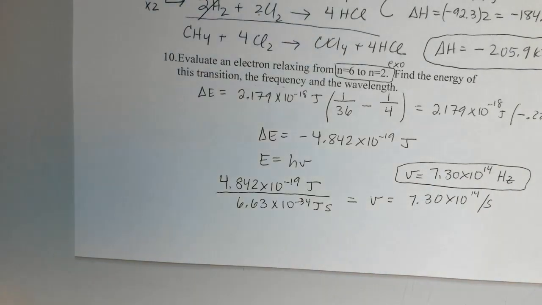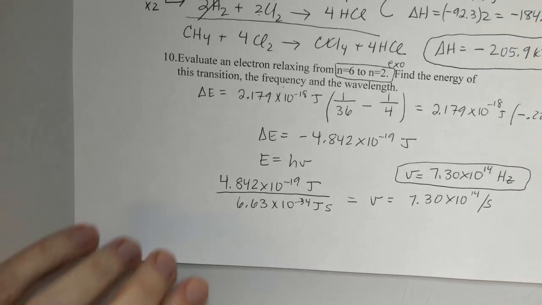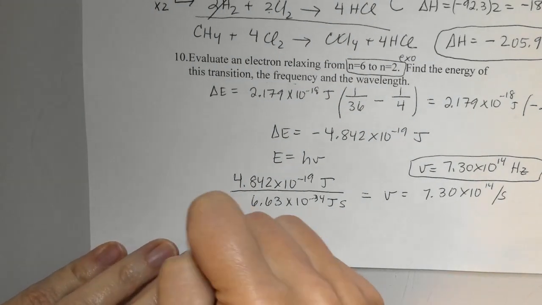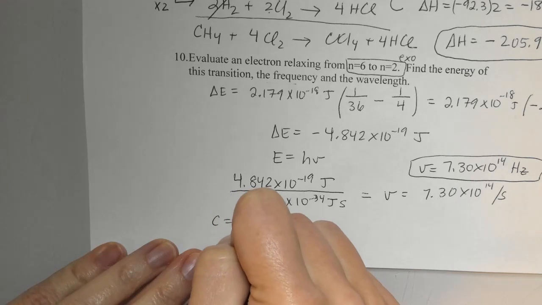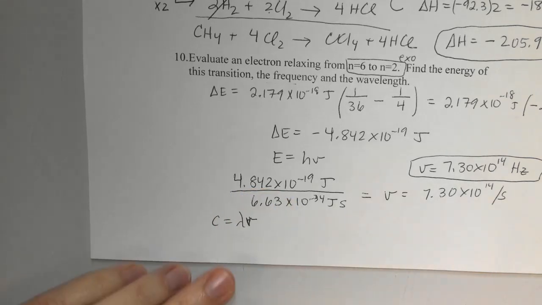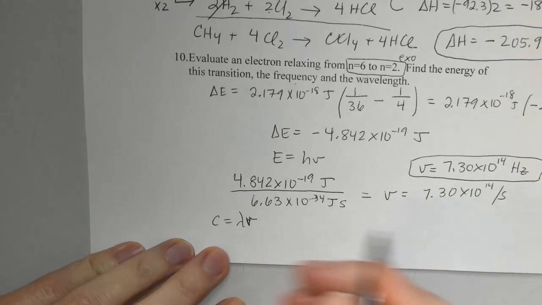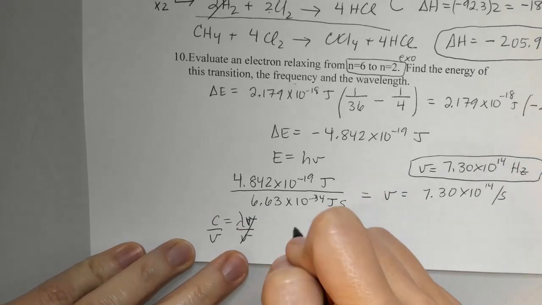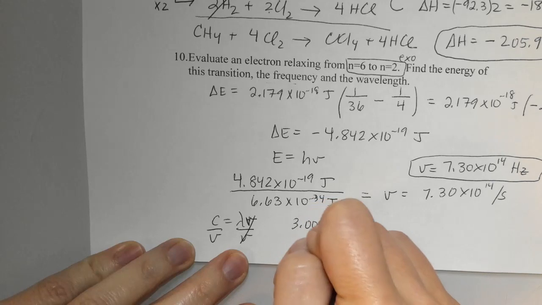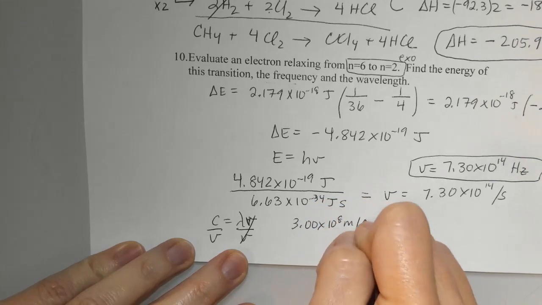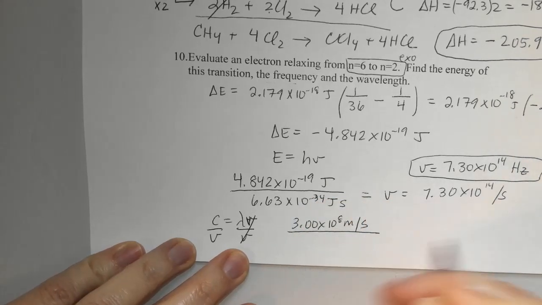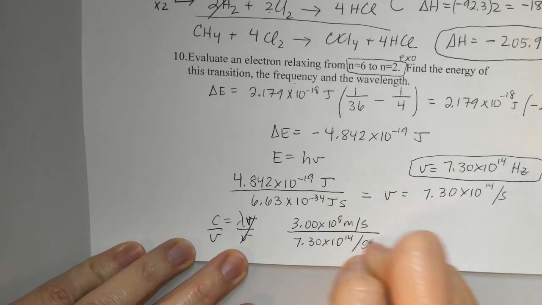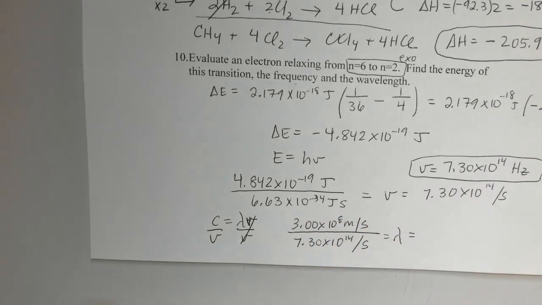Now if we want to know the wavelength, that's where we need the speed of light. So if I know that c is equal to lambda times nu, I'm going to solve for lambda by dividing both sides by nu. So when I take my speed of light, 3 times 10 to the 8 meters per second, and divide it by my frequency, 7.30 times 10 to the 14 per second, I'll get my wavelength.